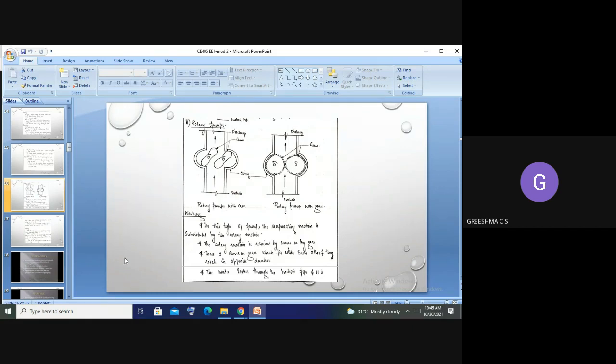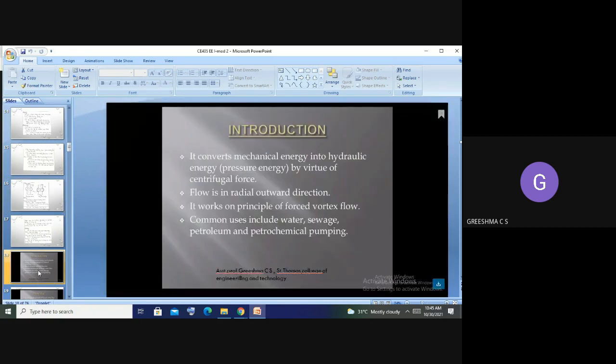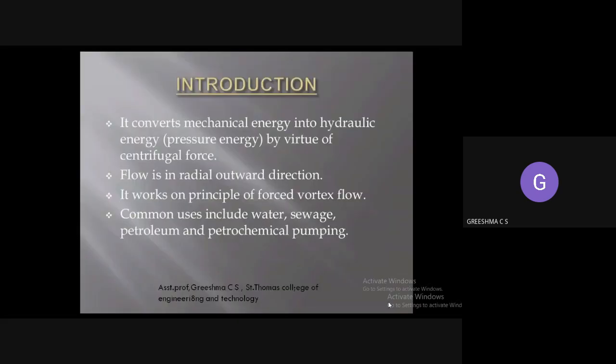Coming to the next category, that is centrifugal pumps. This you might have studied. What do I mean by centrifugal pump? A centrifugal pump is a pump which converts mechanical energy into hydraulic energy by virtue of the centrifugal force. What do you mean by centrifugal force? Centrifugal force means the force that pulls you inwards.